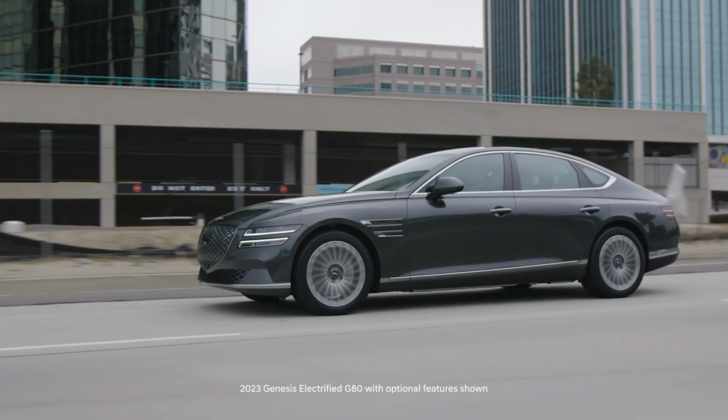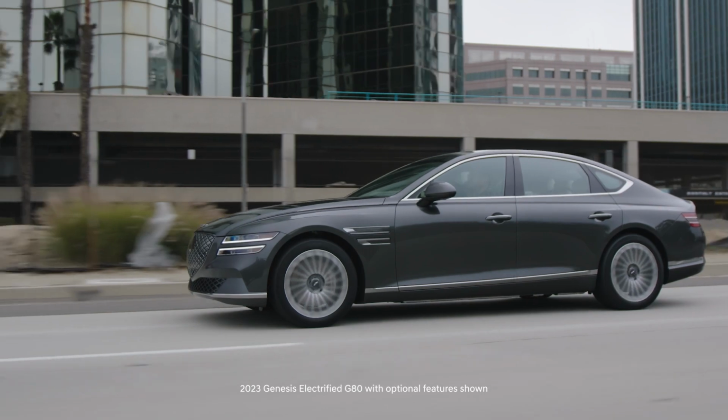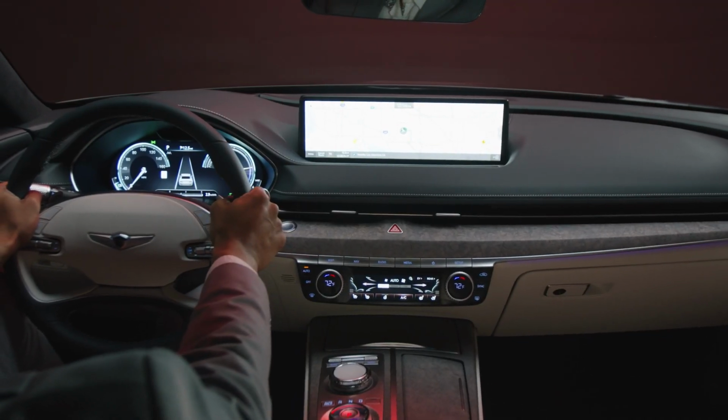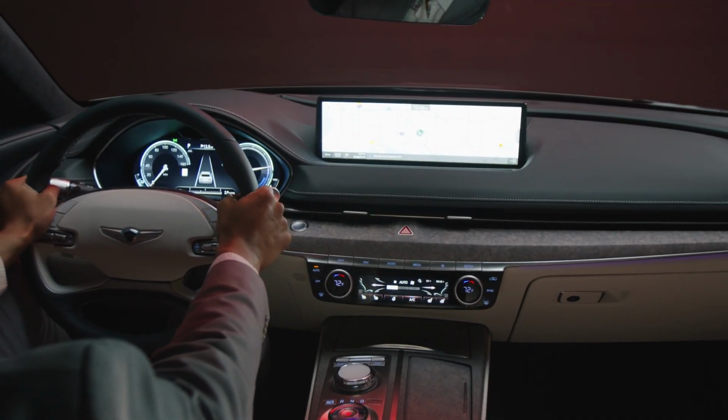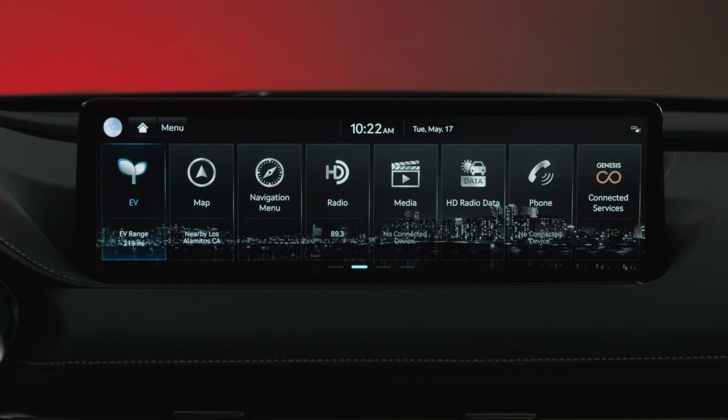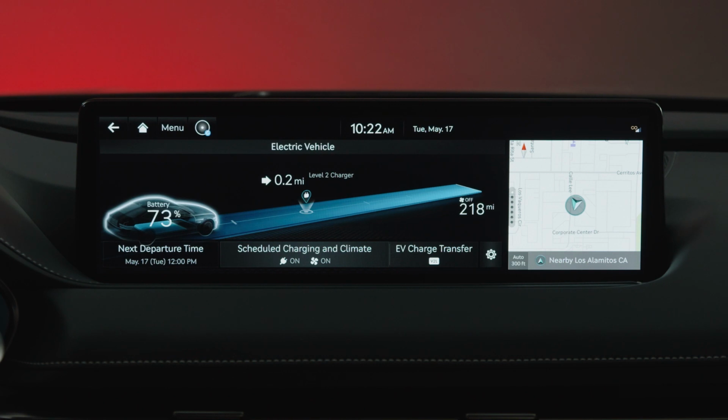Your Genesis comes equipped with a number of convenience and assistance systems, all of which can be customized through the center infotainment screen. By selecting EV from the home screen menu, a variety of information relating to the vehicle's EV system can be seen. The main EV screen displays vital information such as energy information, charging and climate, vehicle to load, EV settings, and menu options.